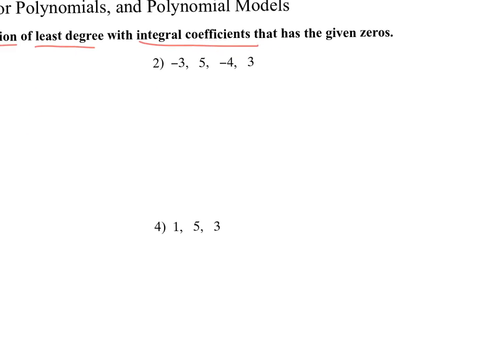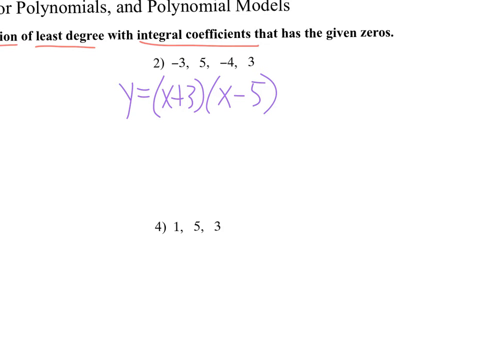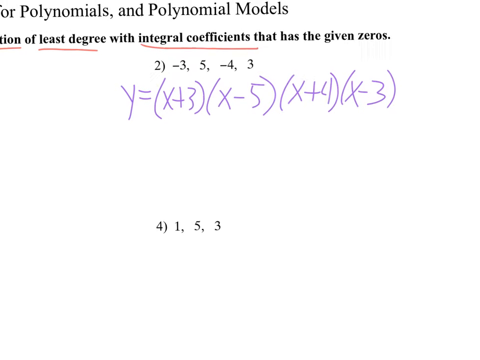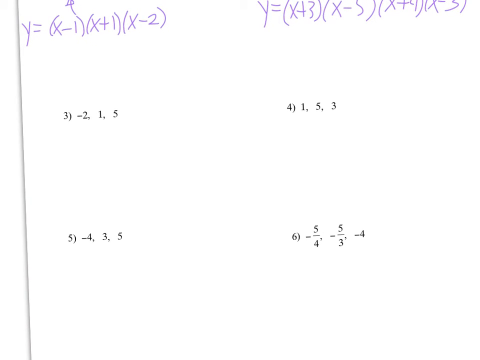For the second one, we've got 4 different zeros, but the process is still going to be the same. So we've got x plus 3, x minus 5, x plus 4, and x minus 3. And again, you could multiply that out, or you could leave it like that, and that would be totally fine. This would be in factored form.